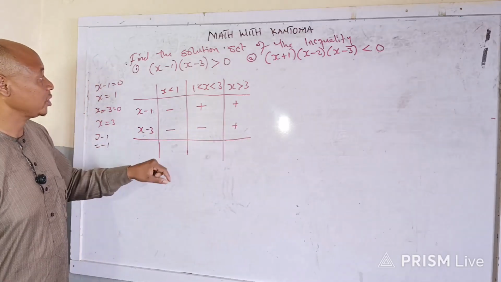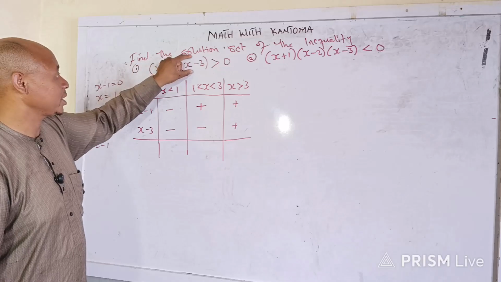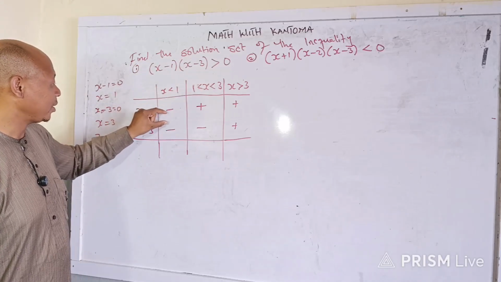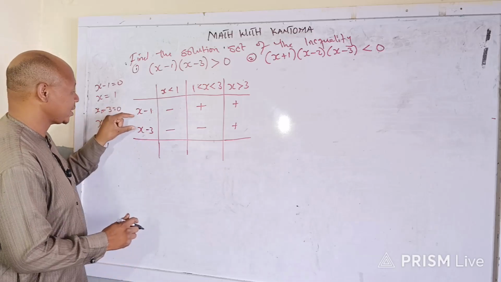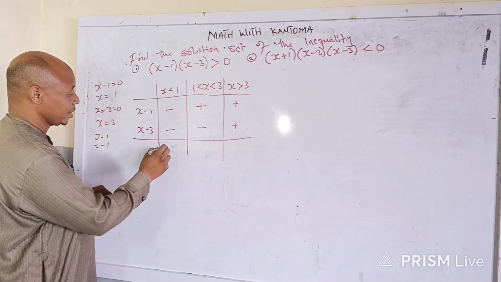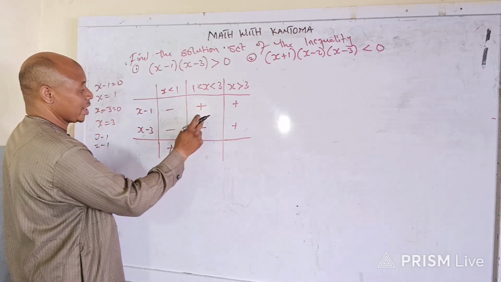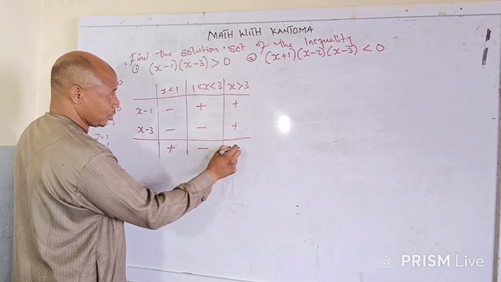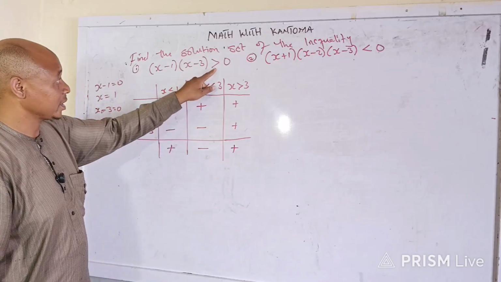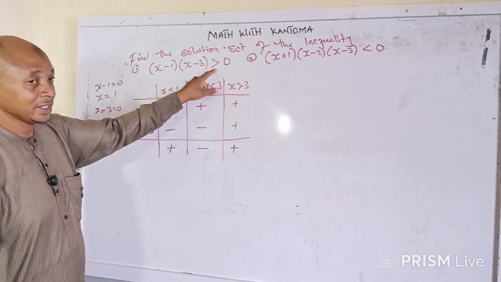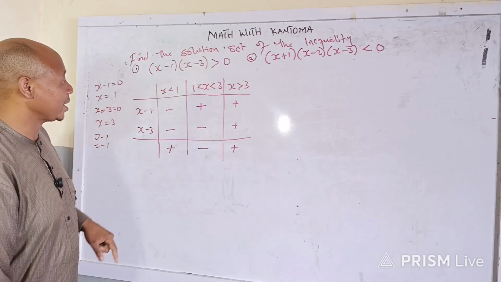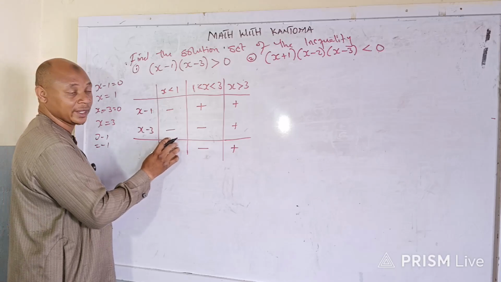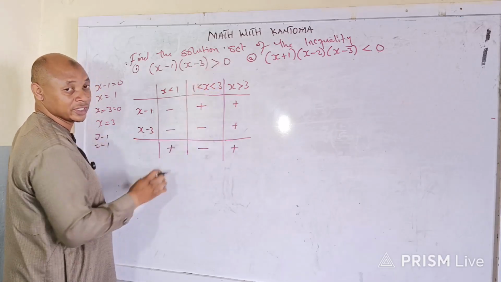So now the solution set of this inequality is where the product of this and this is greater than 0. So now we multiply the signs here. Minus times minus is plus. Plus times minus is minus. Plus times plus is plus. So now they say the value is greater than 0, meaning it is positive. So where the sign is positive is the solution. The positive sign is the solution set of this inequality.